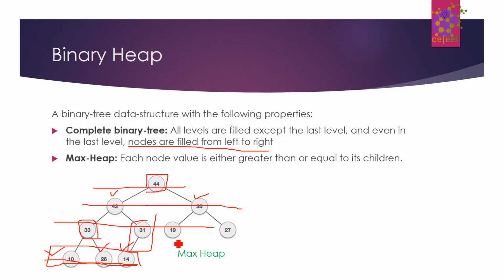So let's say if there was a child here, then it wouldn't have been a max heap. Why? Because the right child of 31 is still not filled. So that's what a binary heap or max heap is.